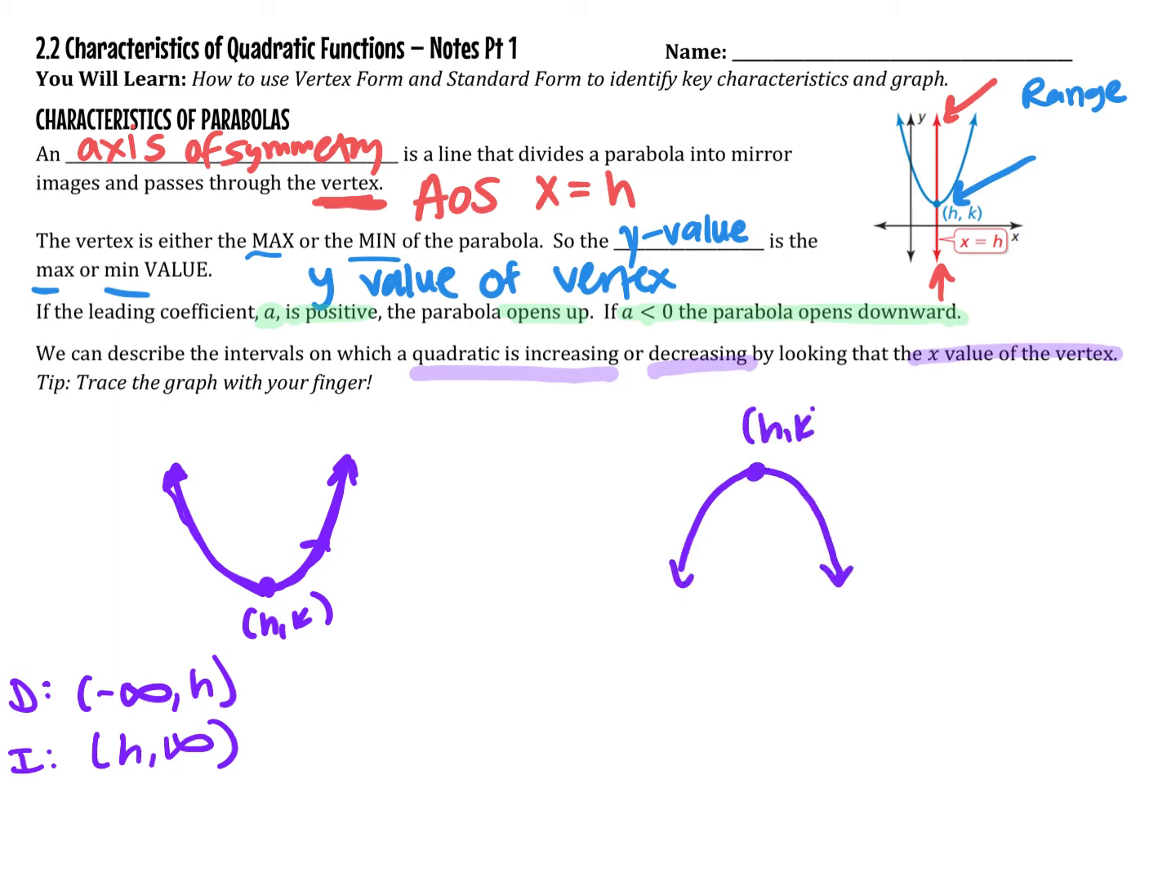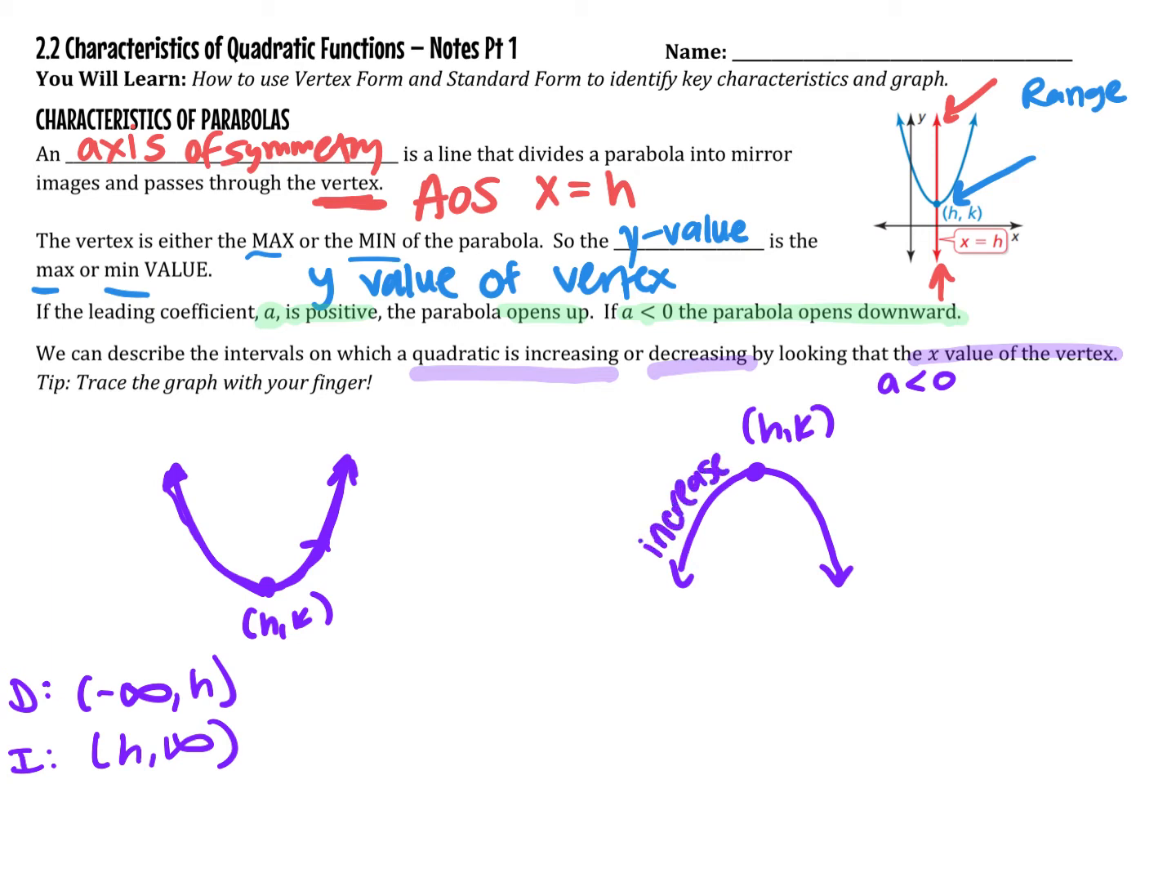This is still the point (h, k). We would know that it opened downward because we would have an a value that was less than 0. There'd be a reflection across the x-axis. But if I trace this quadratic from left to right, to the left of the vertex, up to the vertex, I'm going up. So I am increasing along this line, and then I am decreasing along this part of the function. So I want you to see that right now.